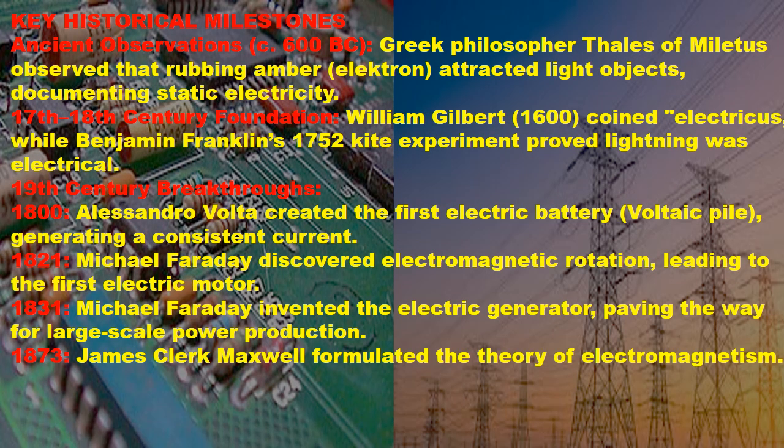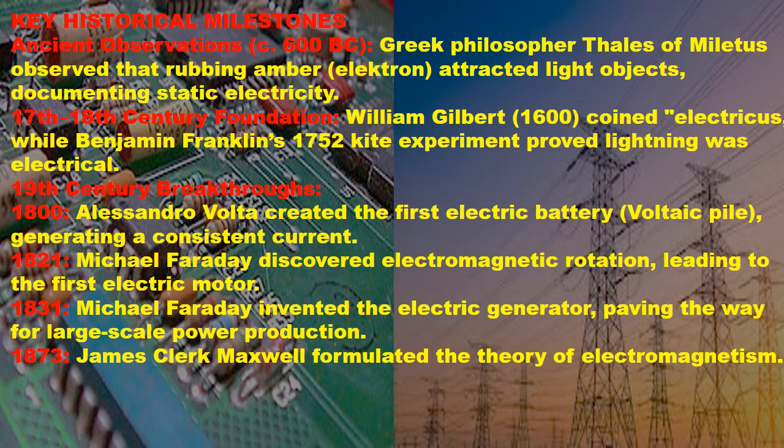Okay, let's look at the historical milestones in electricity. Ancient observation: about 600 BC, Greek philosopher Thales of Miletus observed that rubbing amber, electron, attracted light objects, documenting static electricity. Charges that are at rest are called static electricity. Static charges are at rest. Static electricity is a topic of its own. So static electricity was discovered in 600 BC.